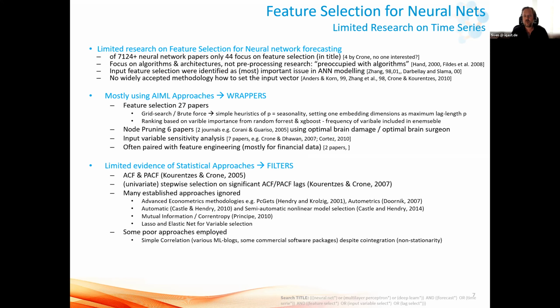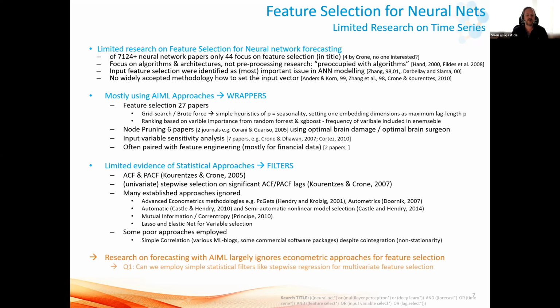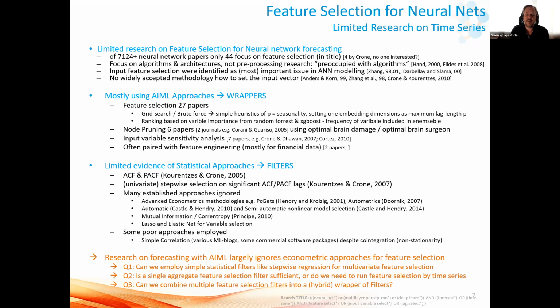If you just think about one of my favorite methodologies, PC-GETS by Hendry and Krolzig, Autometrics by Doornik, right? Castle and Hendry have written a lot about automatic and semi-automatic nonlinear feature selection. There's a massive amount of evidence out there in the econometrics world. We can also look at mutual information and lasso and other things, but we have 40 years of potentially ignored research to go through. So I think there are also quite a few poor approaches.